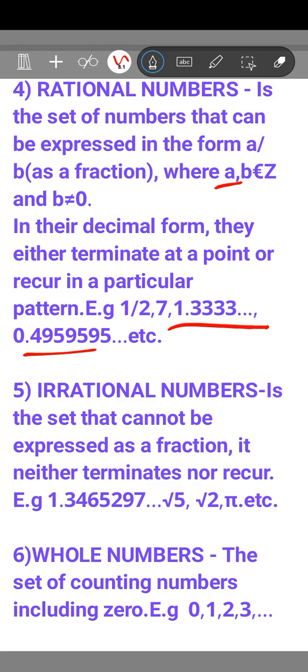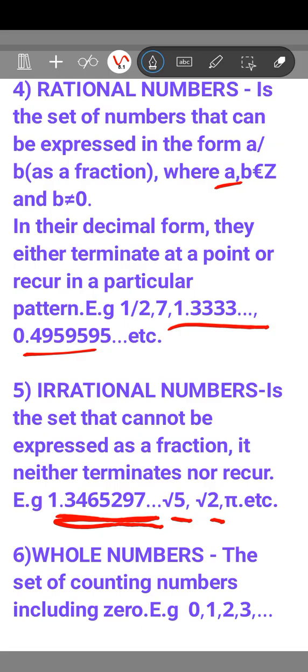Irrational numbers is a set that is exactly opposite the set of rational numbers. It is a set that cannot be expressed as a fraction, and it neither terminates at a point nor recurs. You can look at this number, 1.3465297. It continues. It does not have a pattern of recurrence. It does not terminate. Another example is the square root of 5, square root of 2.